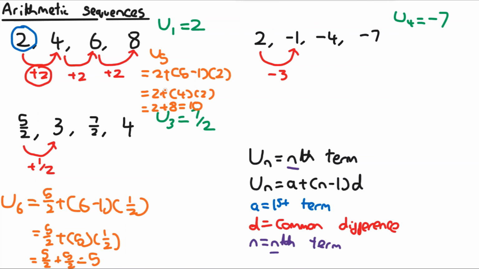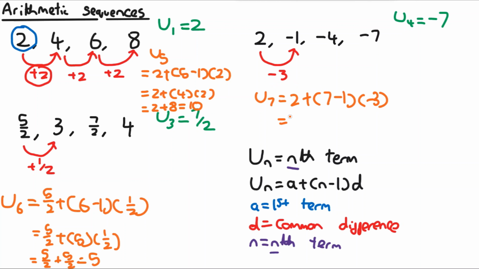Let's do one more example for this sequence here, and let's say that we need to find u7. So this would be equal to, so a is equal to 2, so it's going to be 2 plus n minus 1, because we're trying to find u7, is going to be 7 minus 1, and then d is going to be -3.